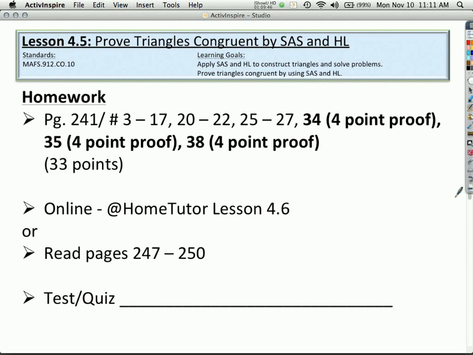You guys are lucky though. You've got a day off tomorrow. Shouldn't be an issue. But it will work out to 33 points total for the homework assignment. Then I would like you to either do the at-home tutor for lesson 4.6 or read the section. And you will have another quiz soon, but I got to figure out timing. Okay?